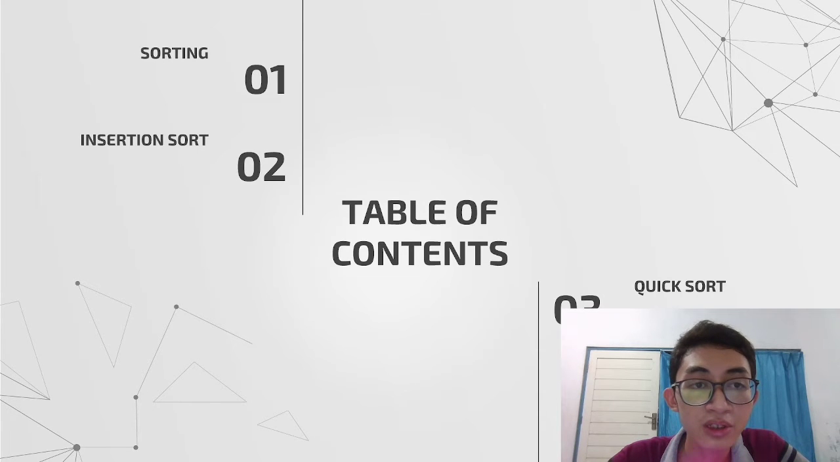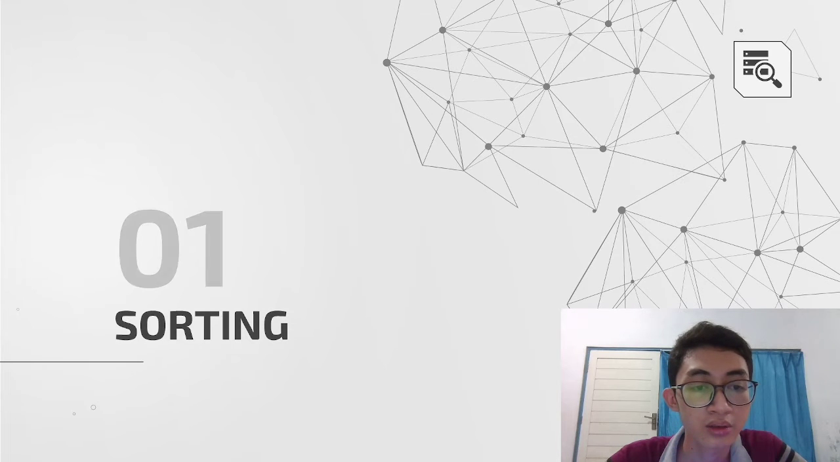In this presentation, our group 7 will present and discuss what sorting is in data structure and algorithm. The second material is insertion sort, and the last material is quick sort in sorting. Okay, the first material is sorting.